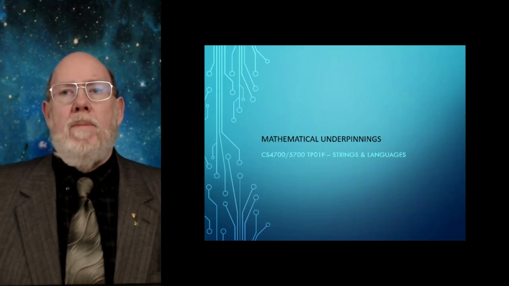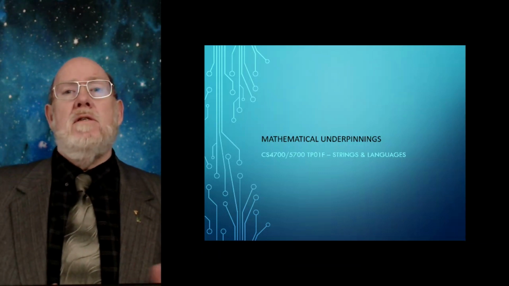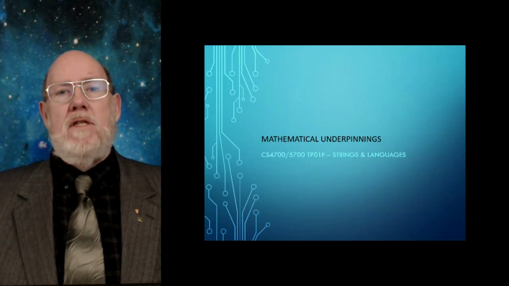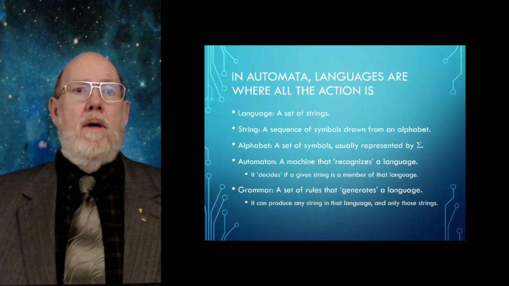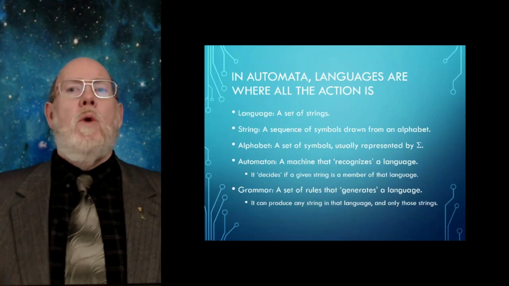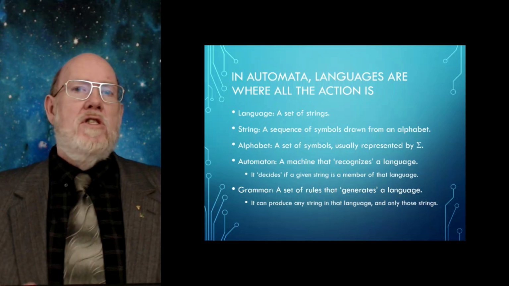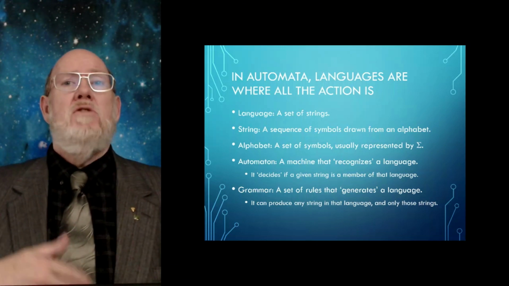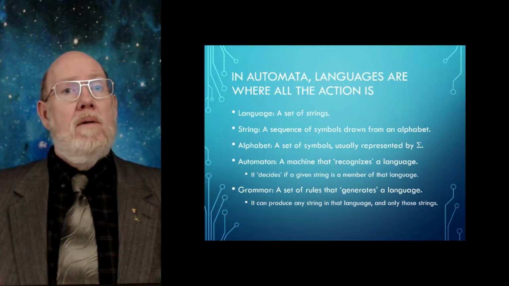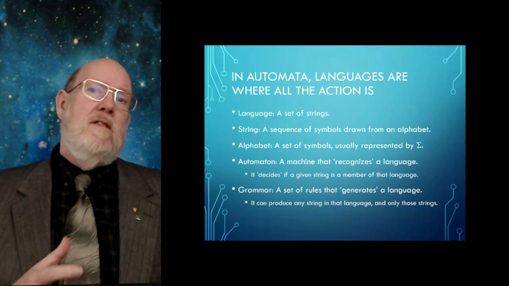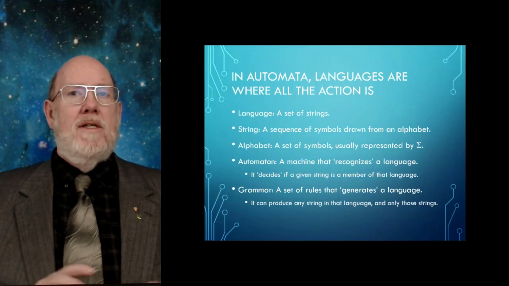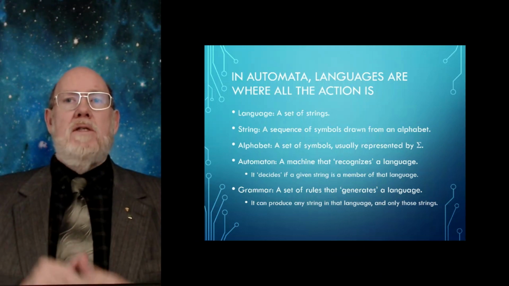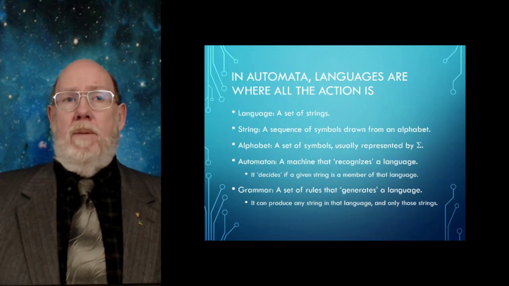Our exploration of the mathematical underpinnings for this course now brings us to strings and languages. And here you're probably going to see some stuff that you haven't seen before. In Automata, languages are where all the action is, and a language is just a set of strings. In turn, a string is a sequence of symbols that is drawn from an alphabet, and an alphabet is just a set of symbols. Now you can start to see why we've been focusing so much on sets and sequences. We frequently use the uppercase Greek letter sigma to represent a language's alphabet.